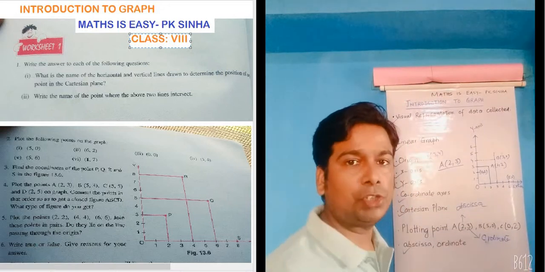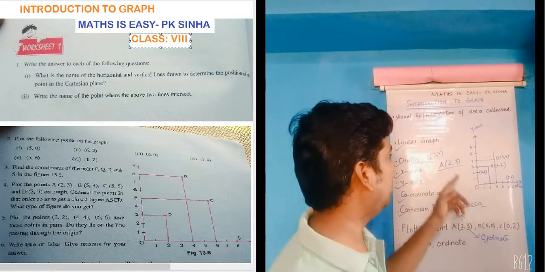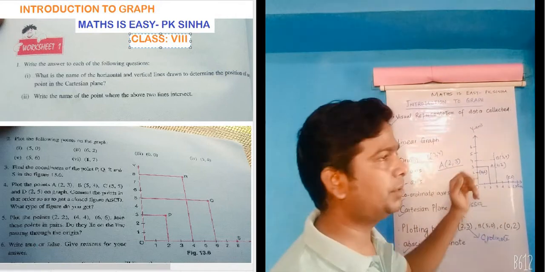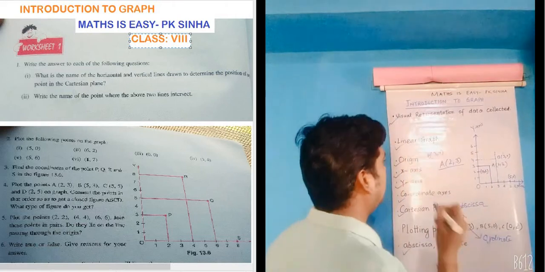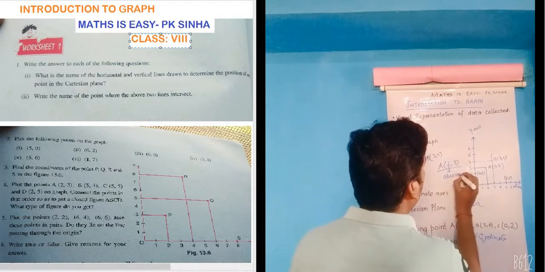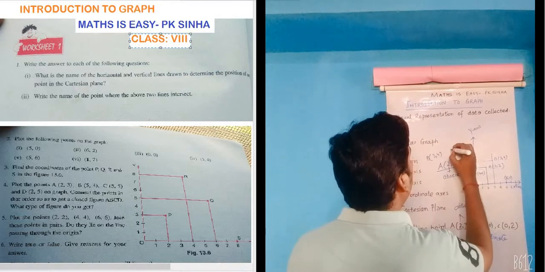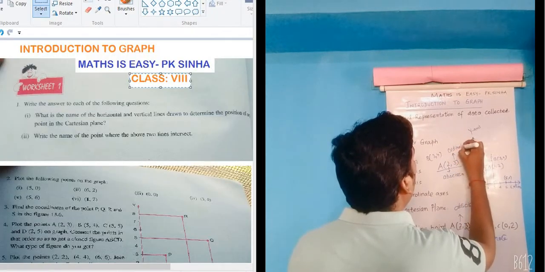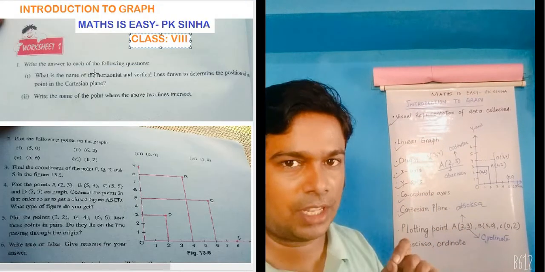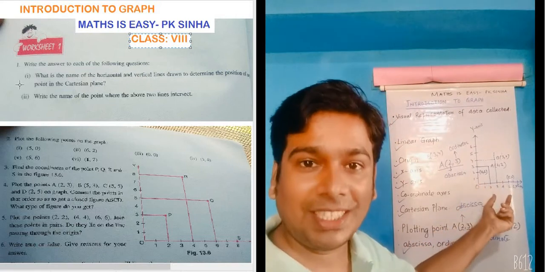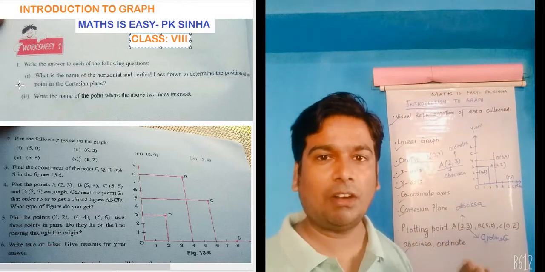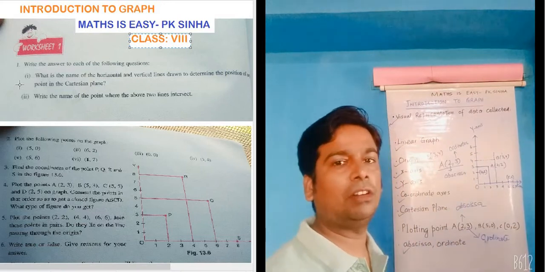It represents the position of a point. As I have discussed here, the first point represents its distance from the x-axis and the second point represents its distance from the y-axis. The first is named abscissa and the second is named ordinate. The distance on the x-axis is named abscissa and the distance on the y-axis is named ordinate, and together they are called coordinates.